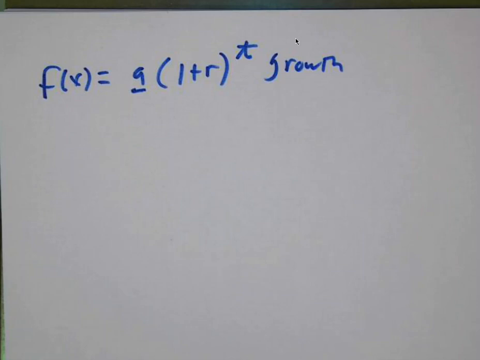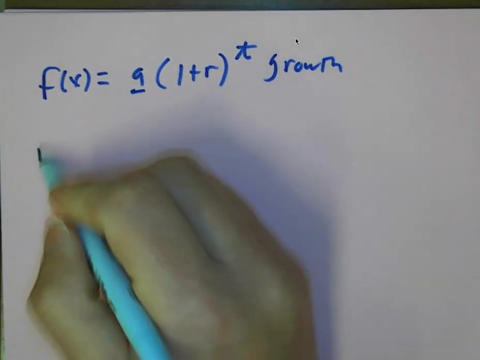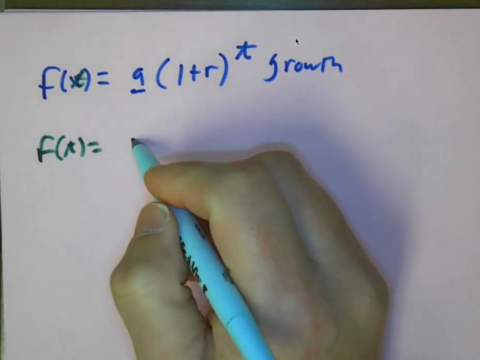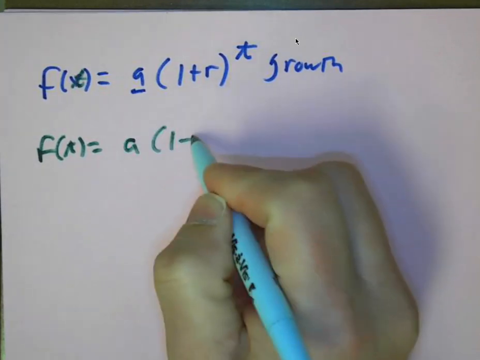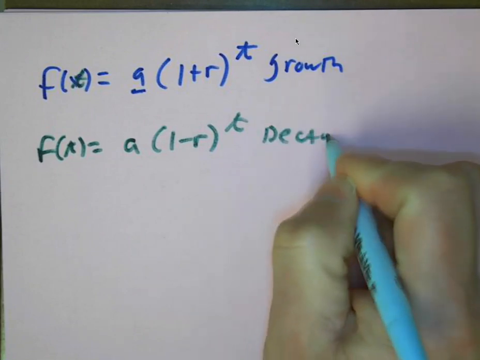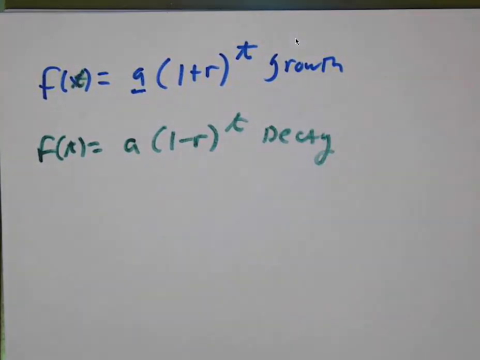Okay, and then exponential decay would be, actually, I'm going to move that t. F of t equals, how about a, and if you're subtracting, this is going to be decay. So that's your exponential decay. Realistically, t is going to be time and r is going to be your growth rate.